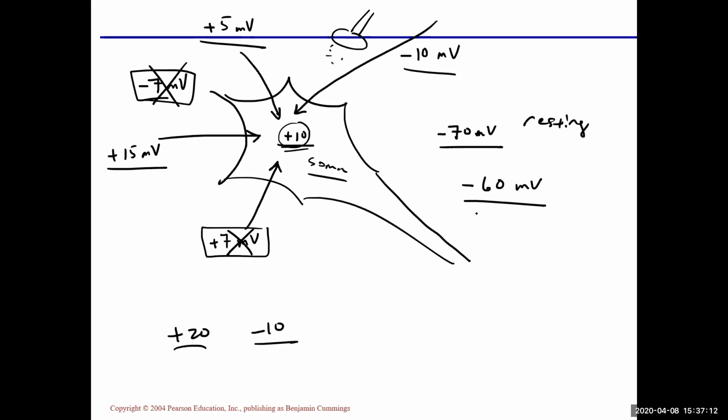Is negative 60 millivolts enough for action potential to fire? In this case, no. Action potential does not occur. It gets close. Overall, it's an excitatory stimulation, but it is not enough to cause anything really. So that's the concept of the summation.